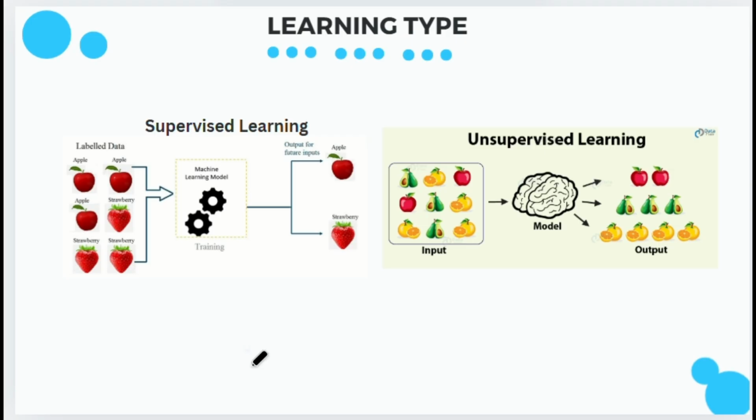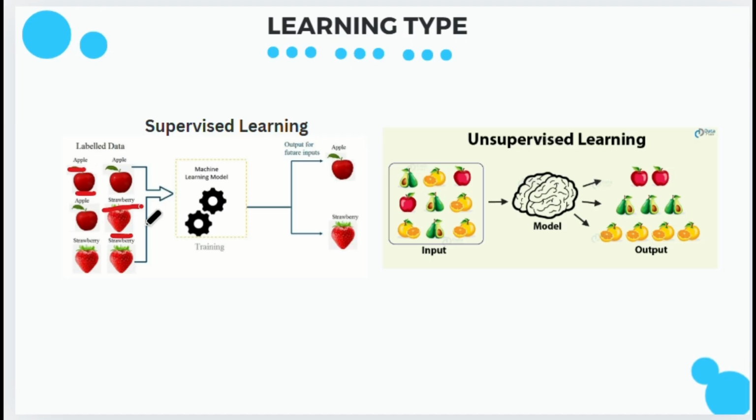Previously, I mentioned that supervised learning is a type of machine learning where the model is trained on a labeled dataset. Here we can see the apple is labeled as apple and the strawberry is labeled as strawberry. So in supervised learning, it learns with the answer, or the label. The computer is given both the input and the correct output during training. The main goal of this learning is to learn to predict outputs for new inputs.